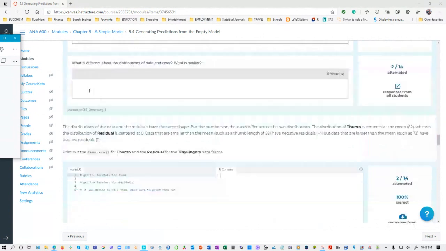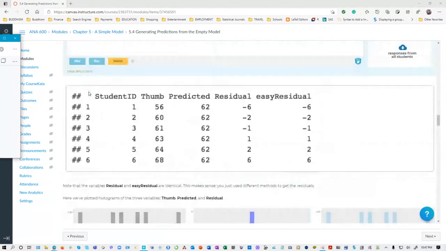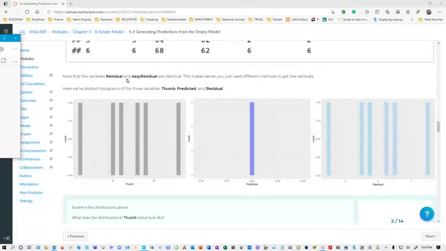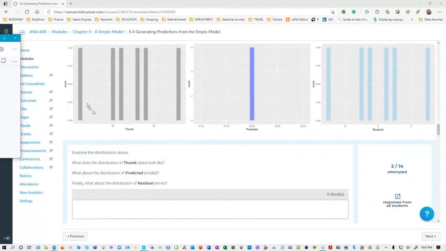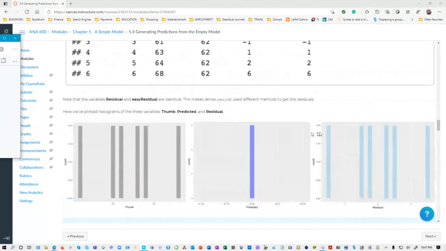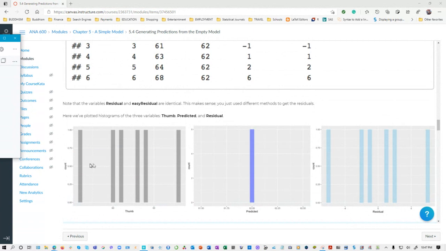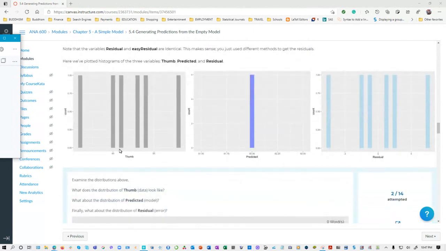Now note that the variable residual and the easy residual are identical. This makes sense, since you just used a different method to get the residual. Here we plotted histograms of three variables: thumb, predicted, and residual. Thumb looks like this, predicted looks like this, residual looks like this. Residual and this should look the same all the time. The only difference is this one has the average at the center. Here you can put the average, but here it is 0 for sure.